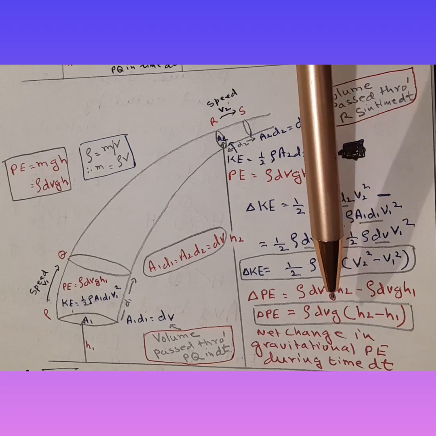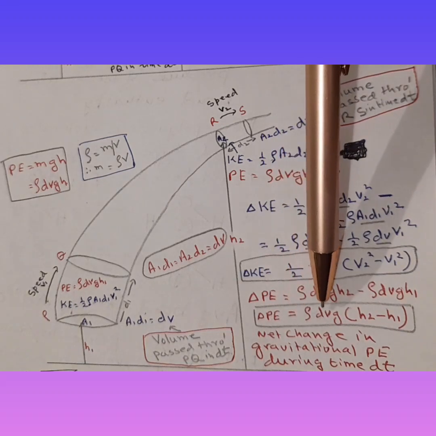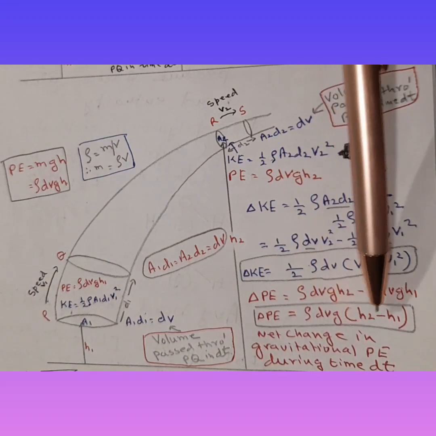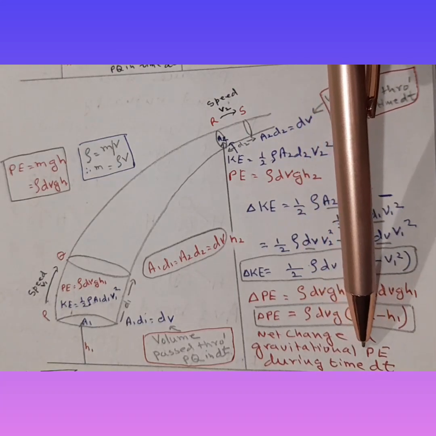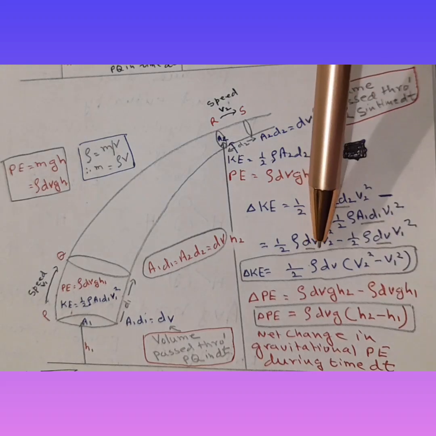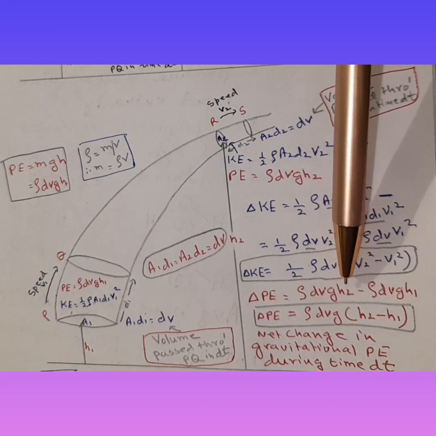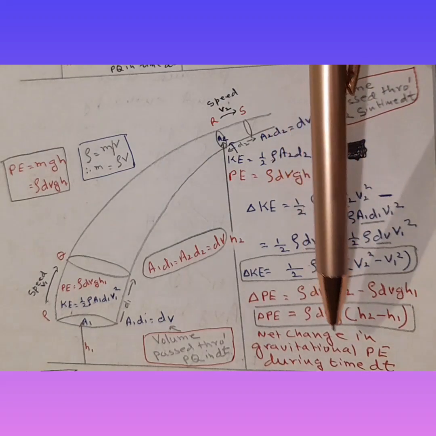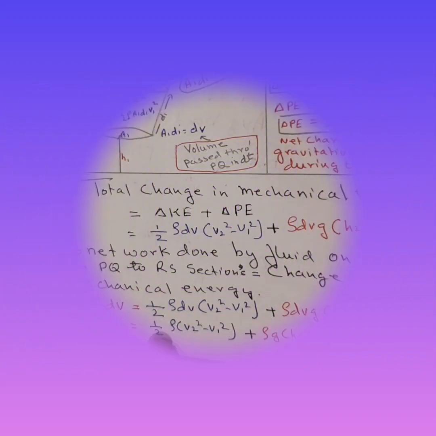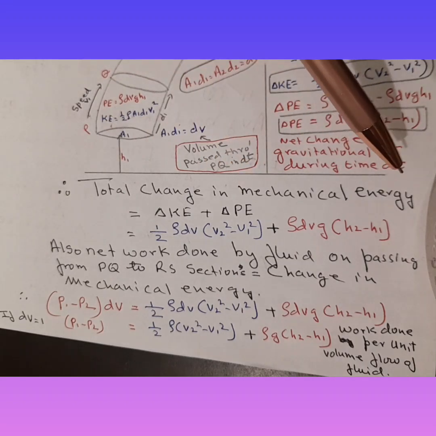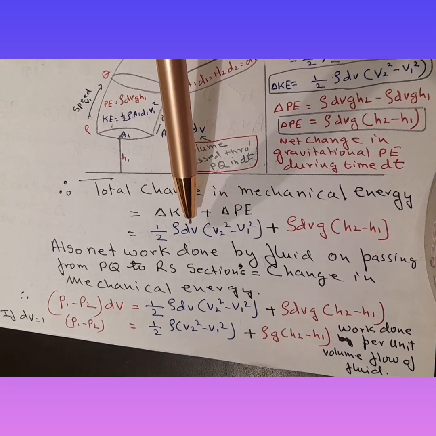Similarly, we can also get the change in potential energy here and here. We just do that, and what we end up with is rho dV g (h2 minus h1), the net change in gravitational potential energy during time dt. These are two changes in kinetic energies and potential energies that we have derived. So our next mission is to correlate this mechanical change with work. Alright. So what do we find here? Total change in mechanical energy is equal to change in kinetic energy plus change in potential energy. So we just set in those formulae.